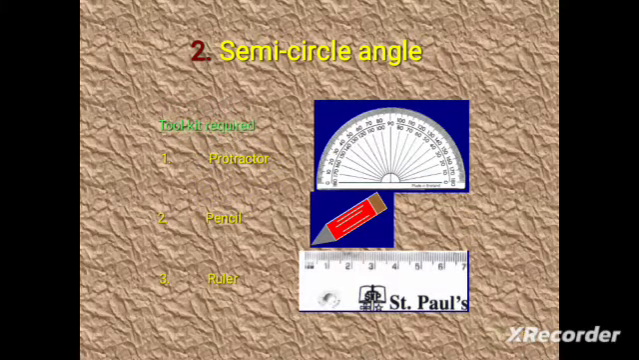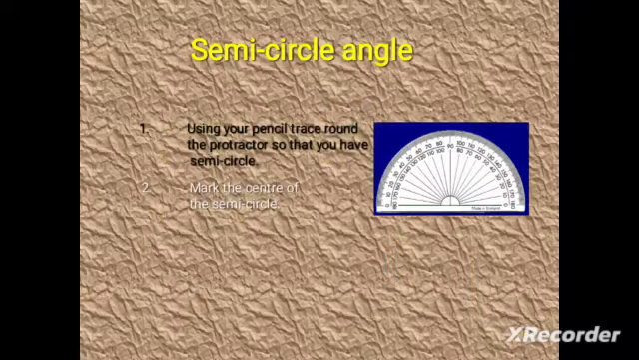Now, our objective number 2, semicircle angle. So it is a bit of geometry. We are going to use the following tools to be able to illustrate on the semicircle, the angle of a semicircle. So number 1 is a protractor, number 2 is a pencil, number 3 is a ruler.